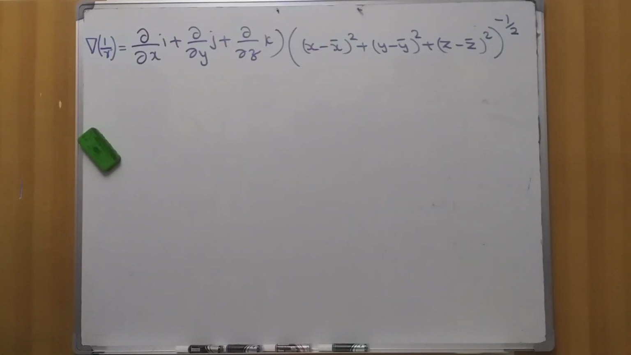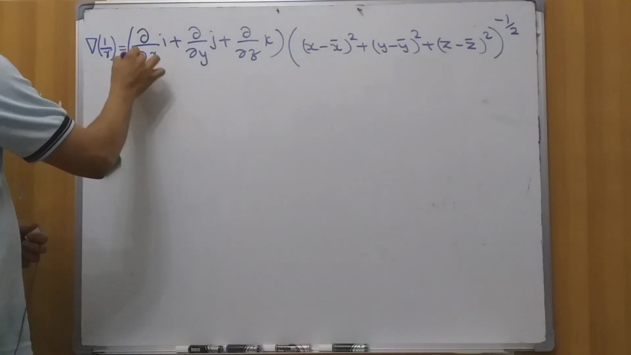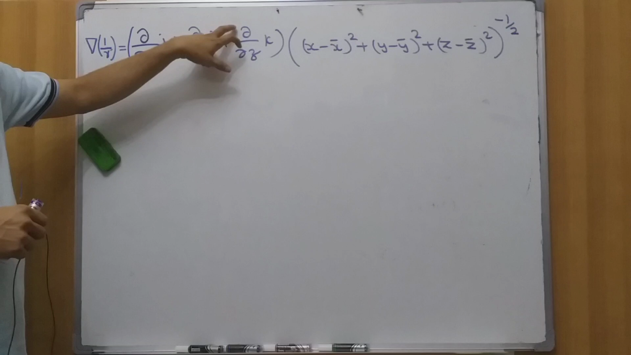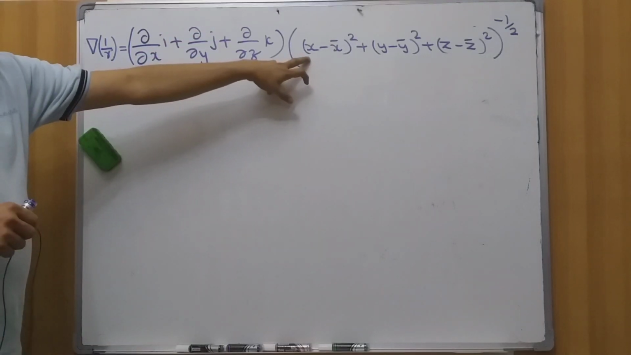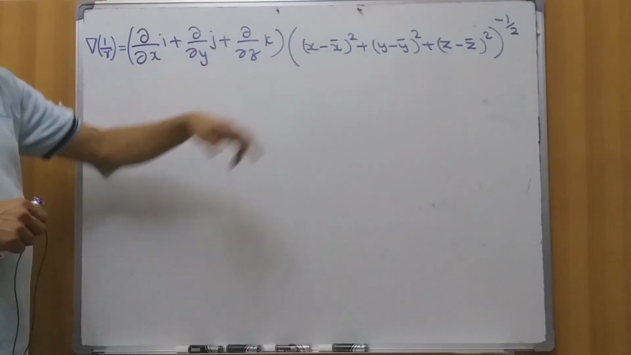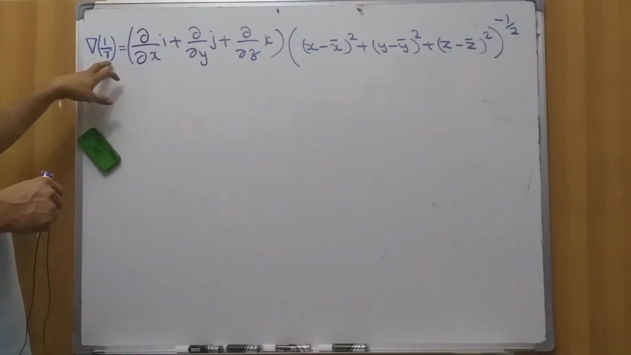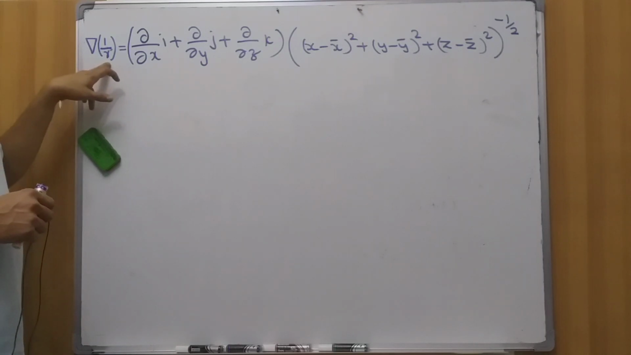Now we can rewrite the equation in this form. Del of 1 by r is equal to partial of x of i plus partial of y of j plus partial of z of k times x minus x bar whole square plus y minus y bar whole square plus z minus z bar whole square to the power minus half, because we are interested in 1 by r.